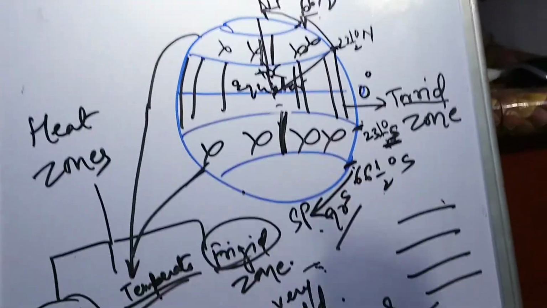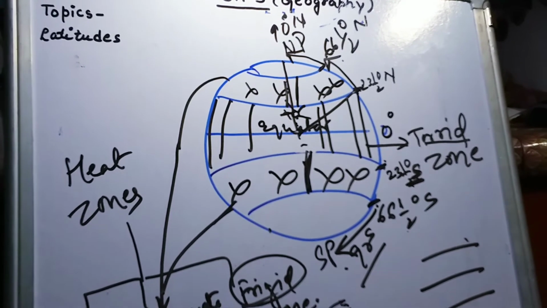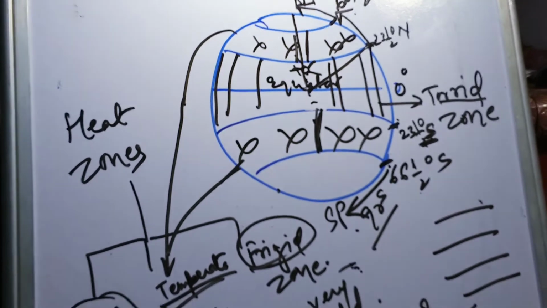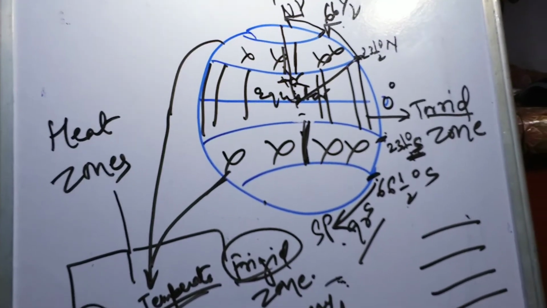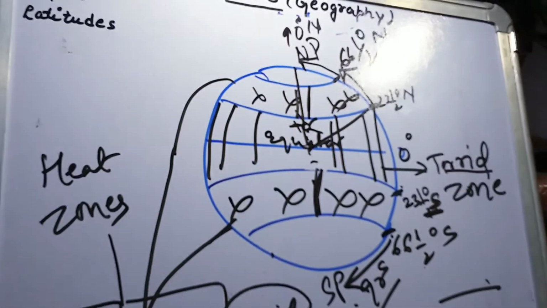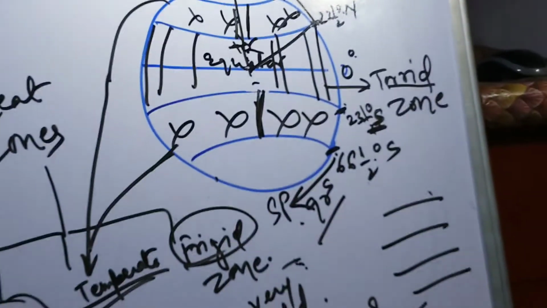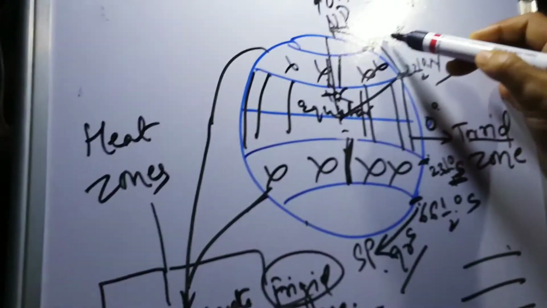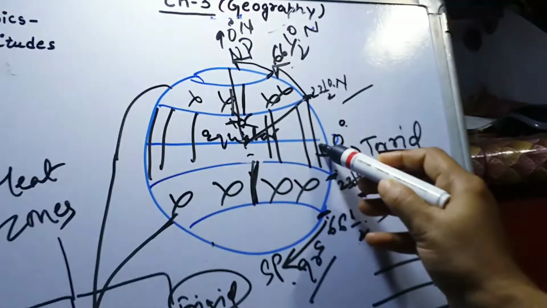So we have 90 degree north, 90 degree south. So these are 180, 0 to 90 degree north and 0 to 90 degree south. Equator is located at 0 degree. And the latitudinal lines are always expressed in degrees. Then we came to the different latitudinal lines: Tropic of Cancer, Tropic of Capricorn. Equator is also a parallel of latitude.